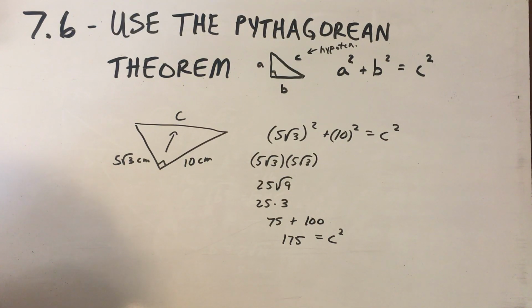I don't want to know what c squared is, though. I want to know what c is. So to find c, I'm going to need to take the square root of both sides.